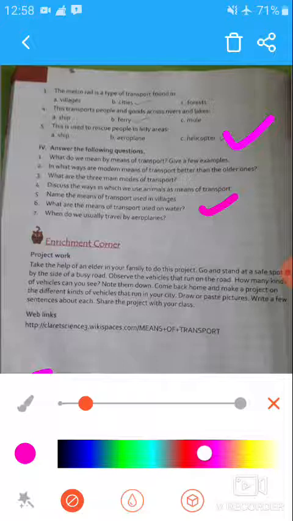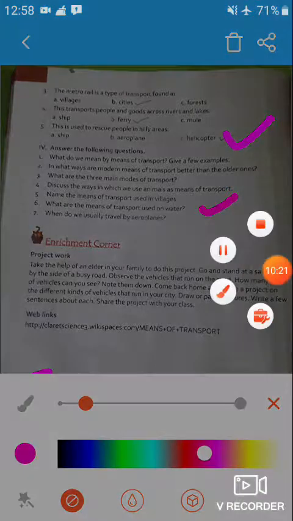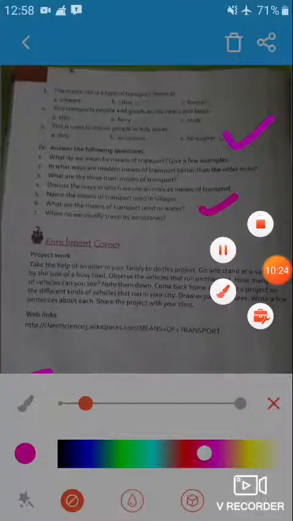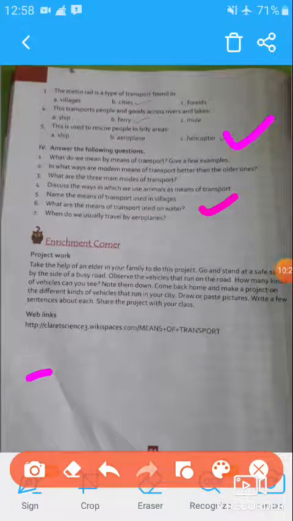Now let's come to the last question of this chapter, that is, when do we usually travel by aeroplanes? So in the answer of the last question you will write, we use aeroplanes when we need to travel over long distances, and we also use them when we want to reach a place quickly. So students, these were the answers of the questions that are given in this chapter.